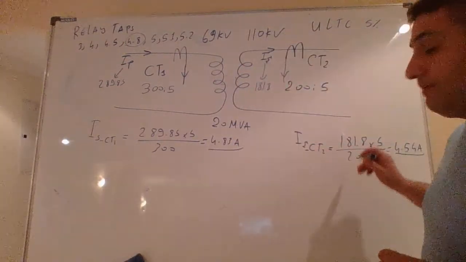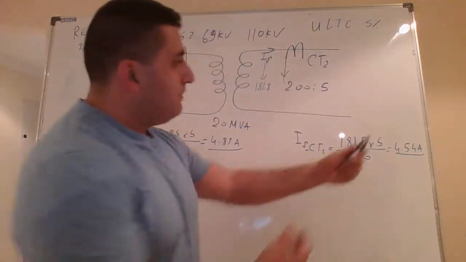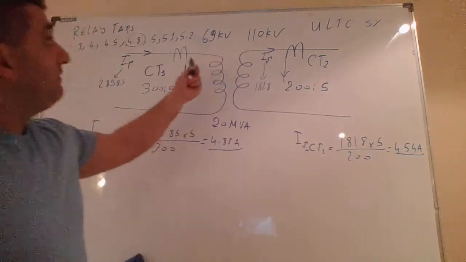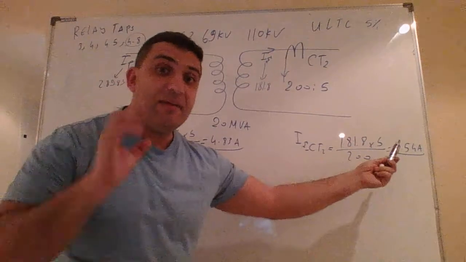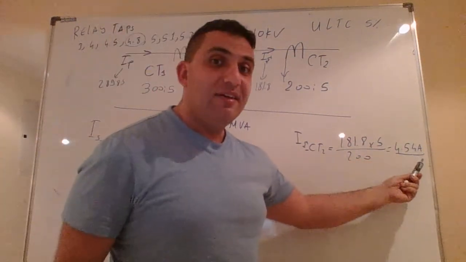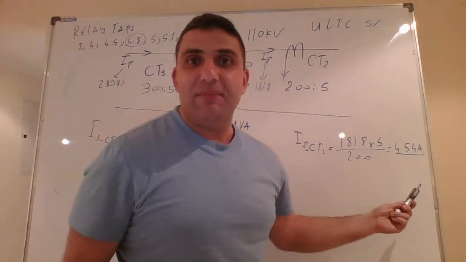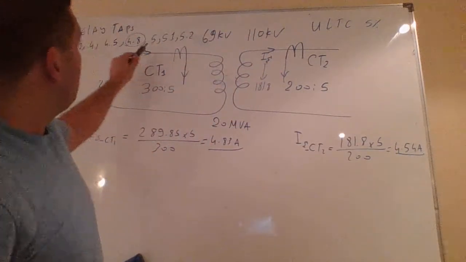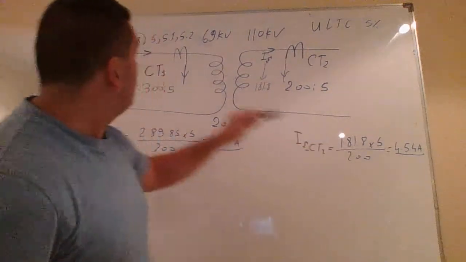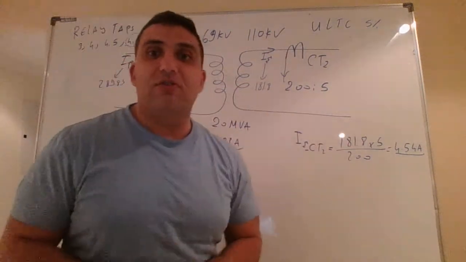Same for this one. For the secondary, I have 4.54 amps. If I only have a 5 amp tap, what's going to happen? I will have an error of 0.46 amp. However, now I can use the 4.5 tap, which will reduce my error to 0.04.